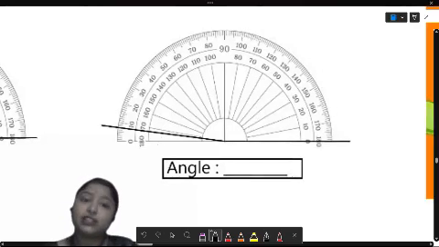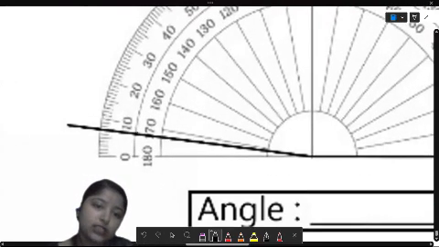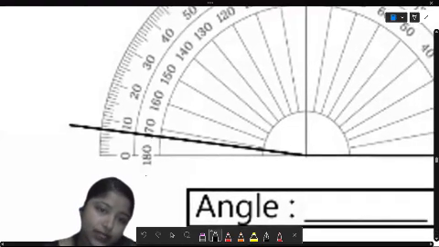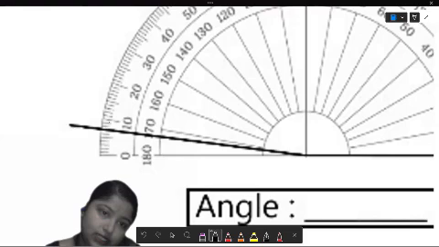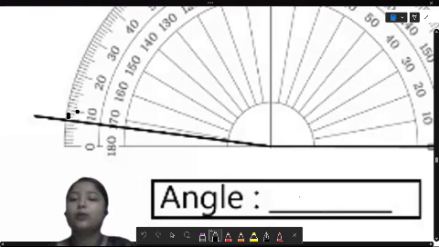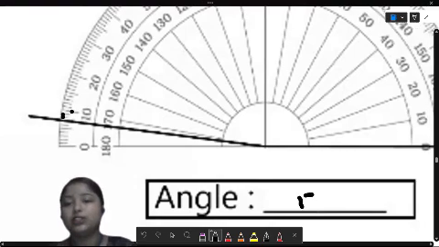And this one is the biggest angle so far. Let's see this. So it's between 170 and 180. How much from 170? Let's see. So 170, 171, 172, and 173. So it's on 173 degrees. It's a 173-degree angle.